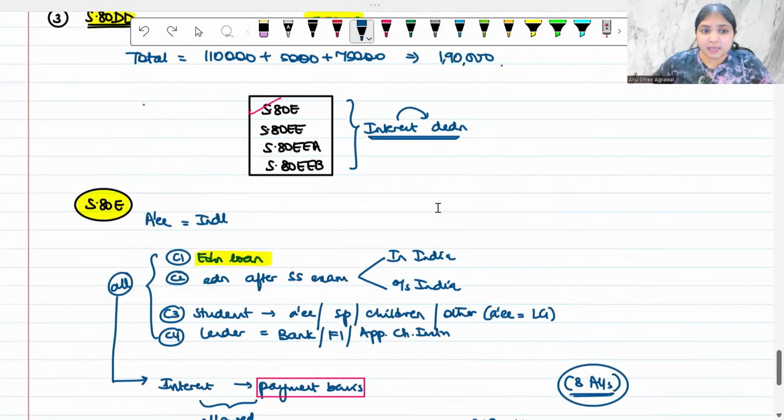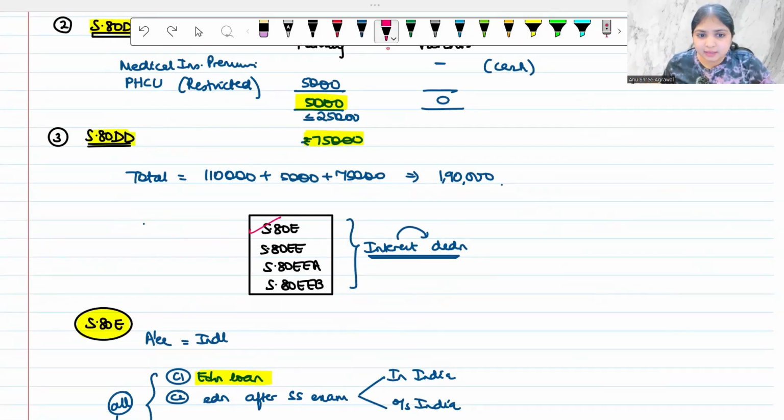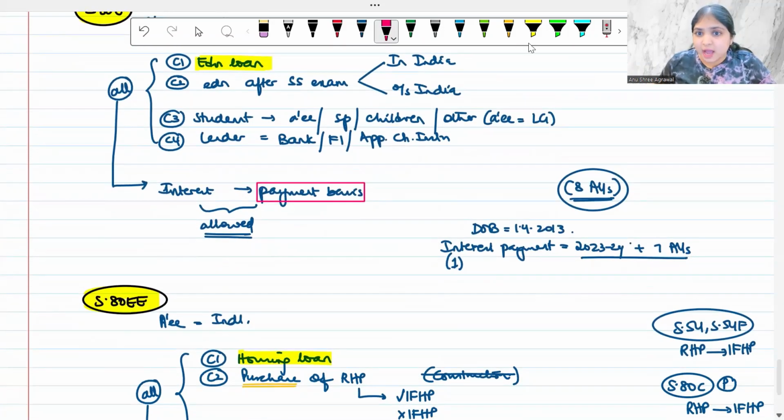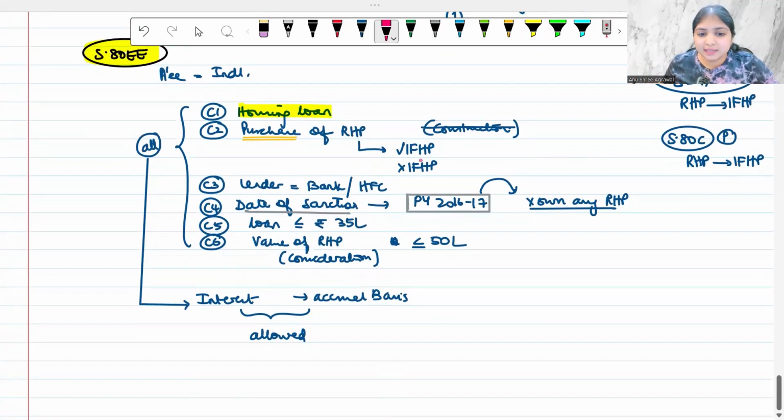This was section 80EE. So we've learned 80E and 80EE. I'm hoping you've noticed that in 80E, I allow the deduction of interest on payment basis, whereas in 80EE, I allow the deduction of interest on accrual basis. So whether you've made the payment or not, it doesn't matter. On accrual basis, whatever interest you've incurred, I will allow that interest under 80EE.